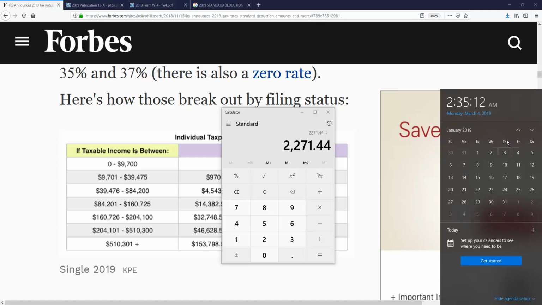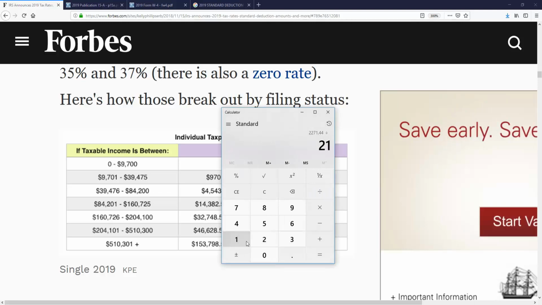I'm just going to assume that this person got paid on the 11th of January and they got paid on the 25th. So we're going to count the pay periods here. 1, 2, 3, 4, 5. So they've had 5 pay periods so far, which means they have 21 left. So you just simply divide that by 21. There's your withholding for the rest of the year.